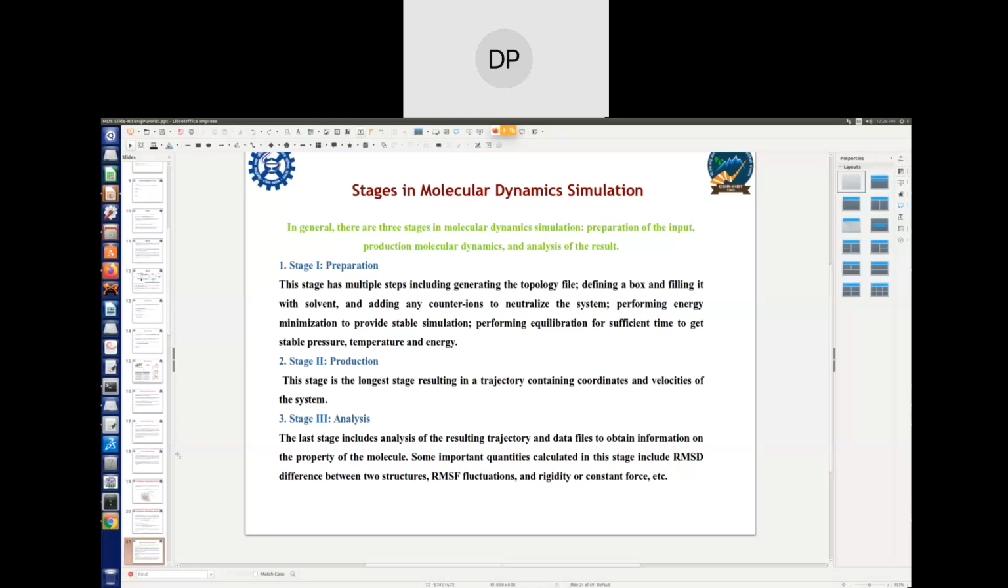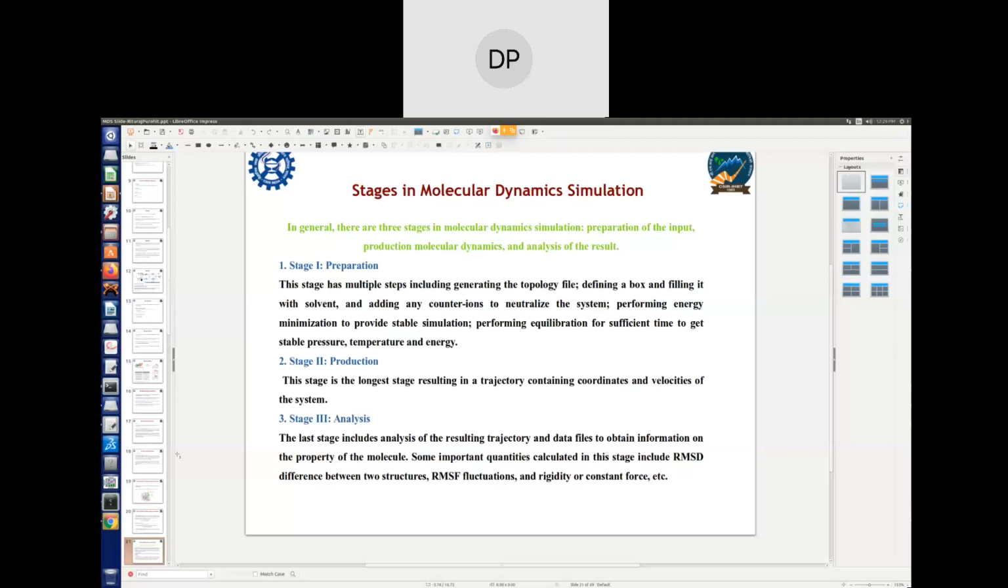Everything. Defining the box, we need to define a box and fill it with the solvent if it is explicit solvent dynamics, right? So suppose in this case I'm dealing with the protein ligand complex, for example. In this case, we need to dip this protein ligand complex into a water box. It contains solvent like H2O, and after that we need to add some counter ions to neutralize the system.